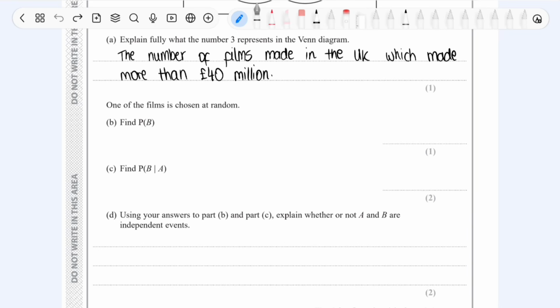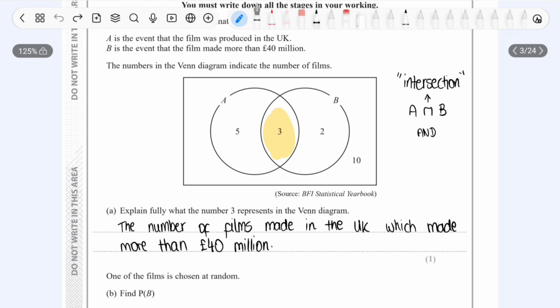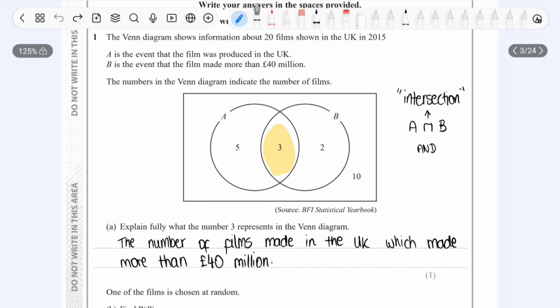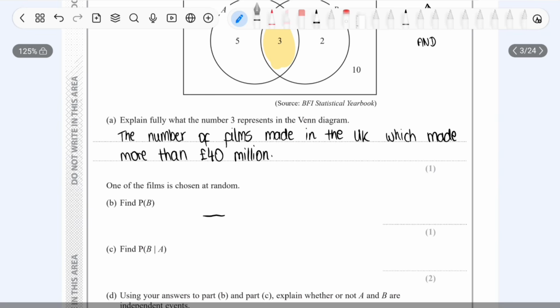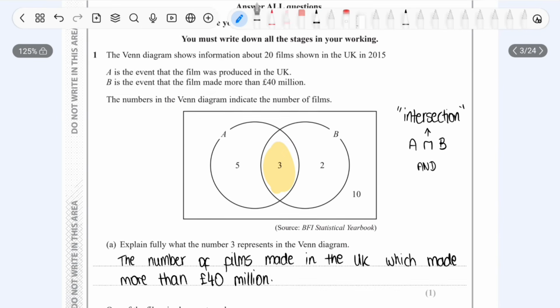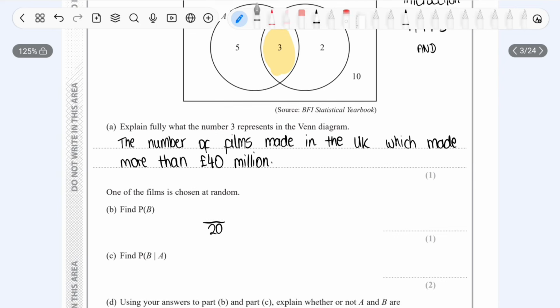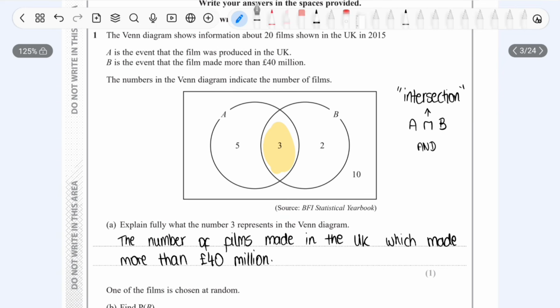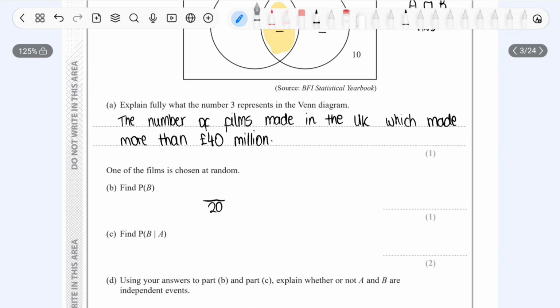We're told to find the probability of B. Now, I don't want to overcomplicate this, but we need to look at the context because that will help us understand it. B is the event that the film made more than £40 million. So you're just asking: out of all the 20 films that were made, because it says 20 up here, how many are in B? Well, you can see that this is 3 plus 2. So it's going to be 5 over 20.